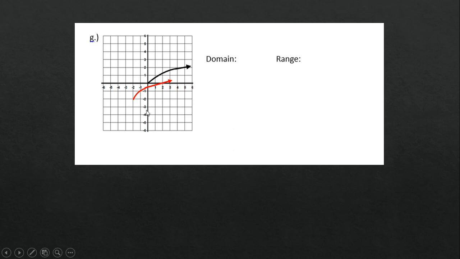So whether you go down and then left, or if you go left and then down, it's going to put you at the same point. So your new graph should look like this. For your domain, it looks like it's going to start at -2 and continue forever to the right. For your range, the lowest point is -2 and then it just rises.